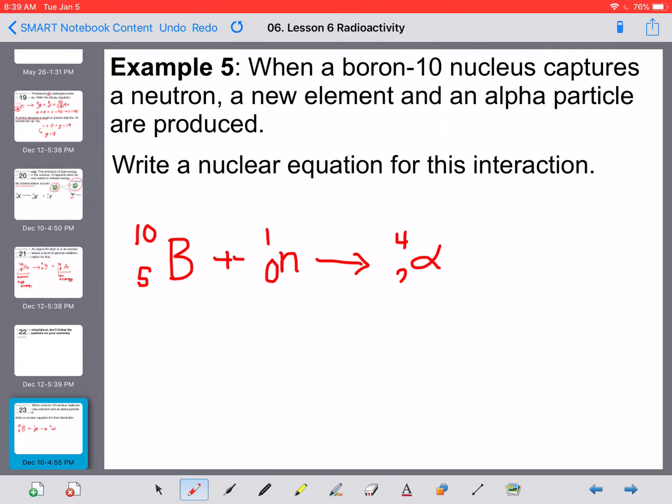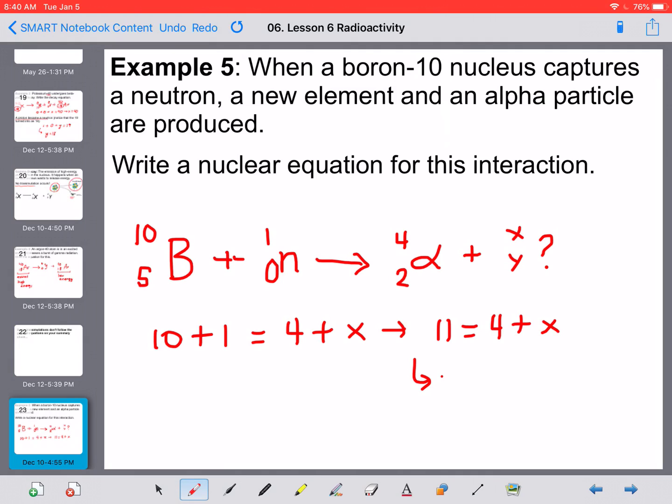So we know the symbol for alpha particle, and then now we have to figure out the symbol for this new element. So we're going to do that the same way as before. So 10 plus 1 is equal to 4 plus x. So that means 11 is equal to 4 plus x. So x is going to be 7. And then on the bottom, 5 plus 0 is equal to 2 plus y. So that means y is going to have to be equal to 3.